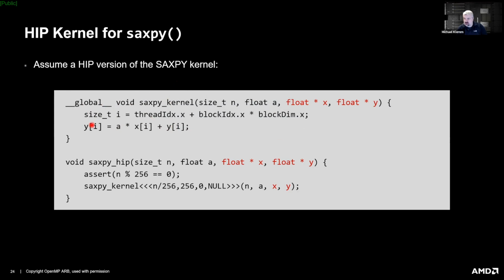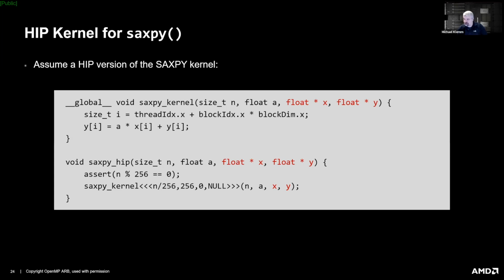Then I'm describing the Saxby operation for that single point in the work grid, and then, to make my life a little easier and avoid some if conditions or additional padding or whatnot, I just assert that n is a multiple of 256, which is the block size that I chose for that example. Okay, and then, triple chevron syntax as usual.